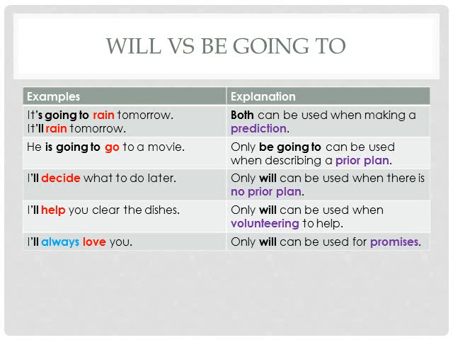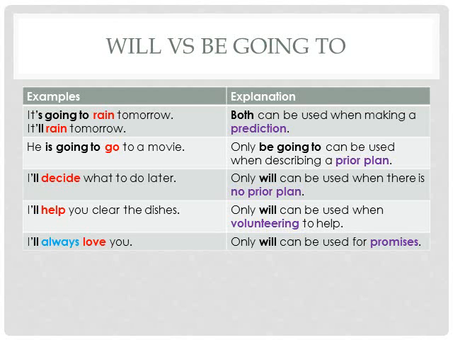There's 3 situations where only will can be used. So when there is no prior plan, meaning that the decision is being made right at that instant, we don't use be going to, because be going to means that there is some kind of plan. So in this case, I'll decide what to do later, meaning that I don't have any plan, and I'll make that plan at some future time. Okay.